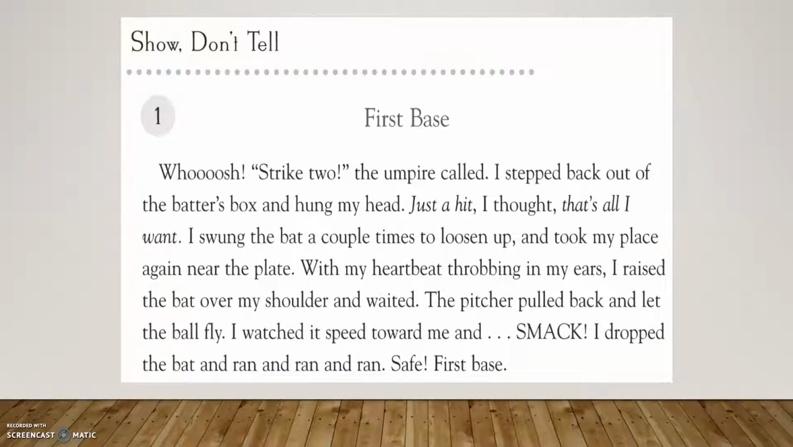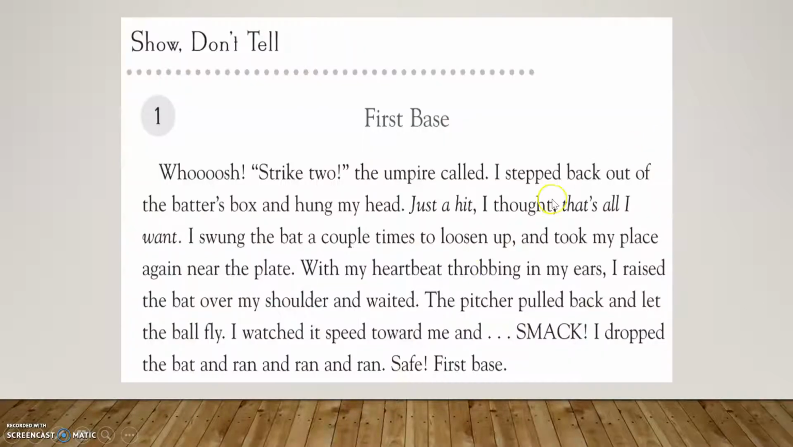It's called First Base. Whoosh, strike 2, the umpire called. I stepped back out of the batter's box and hung my head. Just a hit, I thought, that's all I want. I swung the bat a couple of times to loosen up and took my place again near the plate. With my heartbeat throbbing in my ears, I raised the bat over my shoulder and waited. The pitcher pulled back and let the ball fly. I watched it speed towards me and smack! I dropped the bat and ran and ran and ran, safe at first base.